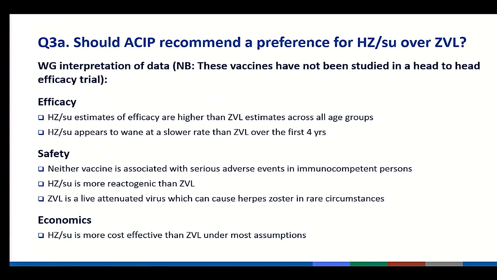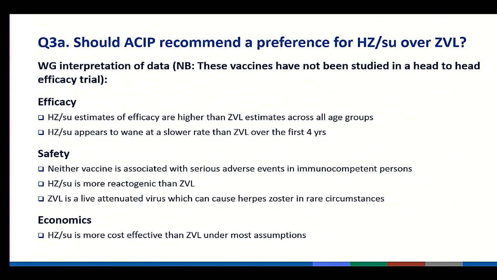The next question considered was, should ACIP recommend a preference for herpes zoster subunit over zoster vaccine live? The workgroup interpretation of the data of these two vaccines is as follows. Please note that these vaccines have not been studied in a head-to-head efficacy trial. In terms of efficacy, the subunit vaccine estimates are higher than zoster vaccine live estimates across all age groups. Herpes zoster subunit appears to wane at a slower rate than zoster vaccine live over the first 4 years.